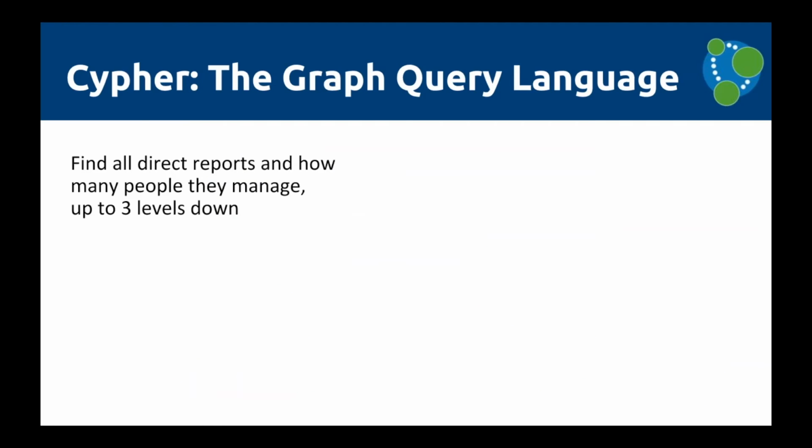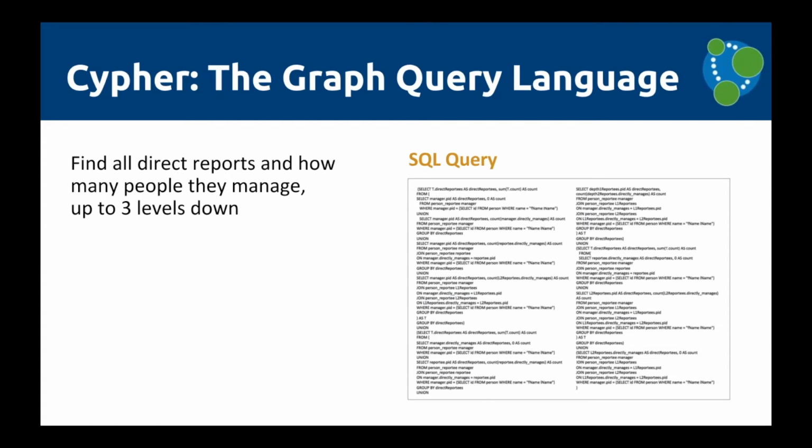Let's have a quick look at an example of what was just described. We'll do a bit of a comparison of what it might look like in SQL and what it would look like in Cypher. So let's say we've got an organizational hierarchy graph, and it happens to store the reports. So for example, who's your manager, who's their manager, and so on. What we want to do is find all the direct reports and how many people they manage, and we're going to go 3 levels. Let's say it's a reasonably big company, so they've got a few levels of hierarchy.